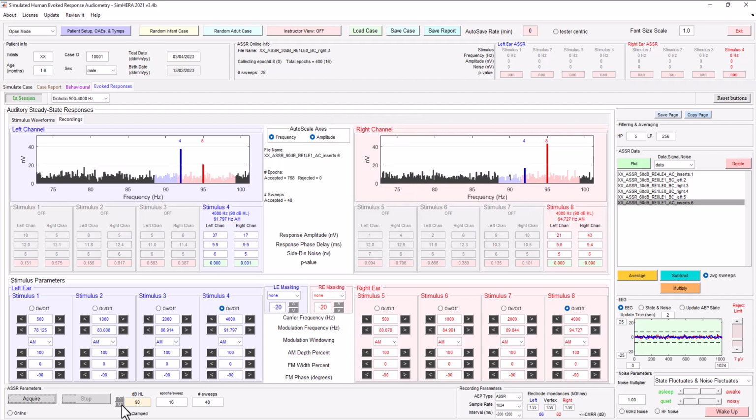So we were at 60, no response for bone conduction. Now we've gone to air conduction, 90. Now we can choose, given the amplitude of these are reasonably high, at least 40 nanovolts, reasonably high. So I'm actually going to go down to 70 and hedge the bets and see whether or not we have responses present.